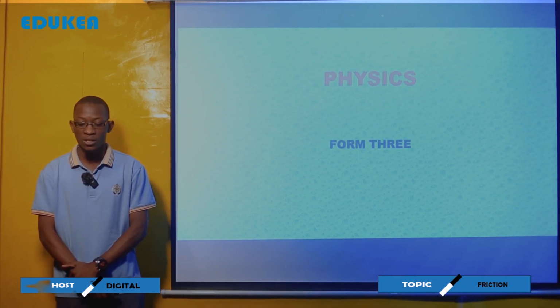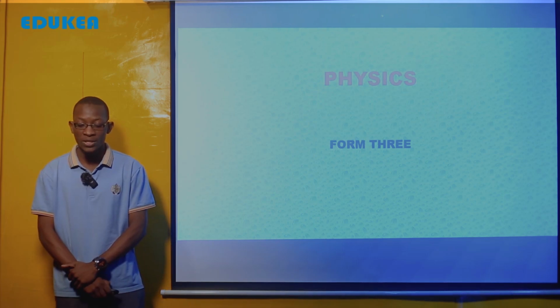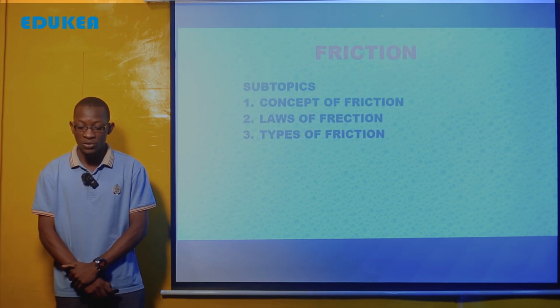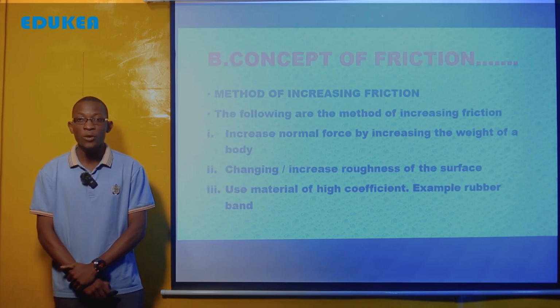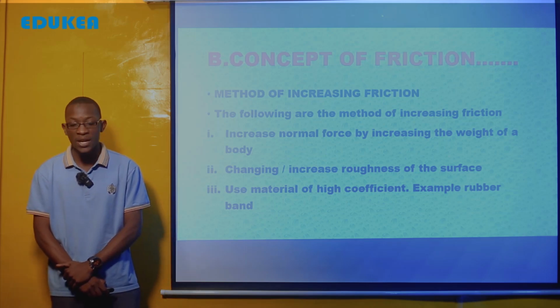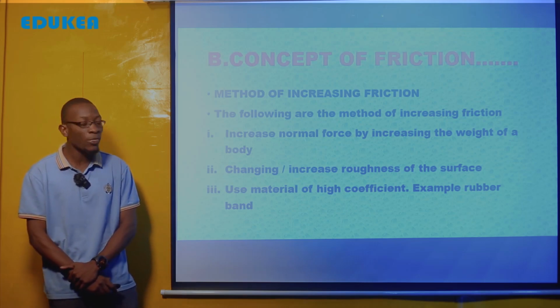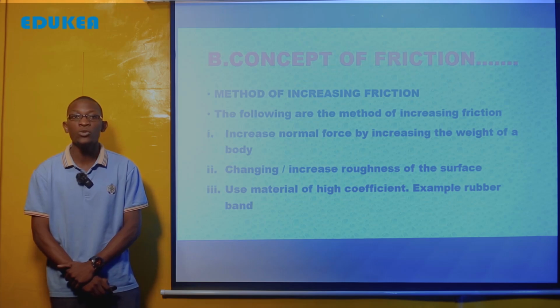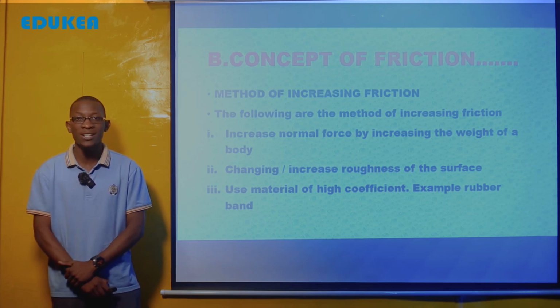Welcome in physics periods. Today we are going to discuss a little bit about the concept of friction, part B. From here we are going to discuss the methods of increasing friction. So friction, as we said in the previous lesson, is the force of attraction which resists the body's motion. So the motion of the body is always being resisted. This is happening due to friction. So today we are going to look at the methods of increasing friction. So how can we increase the friction?